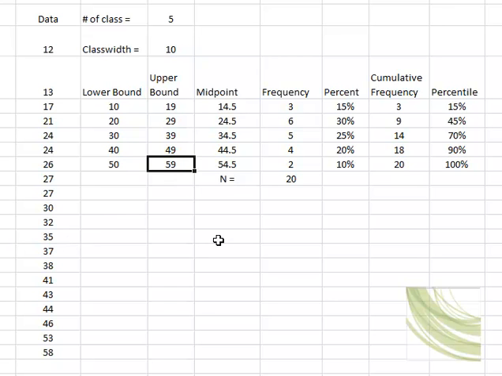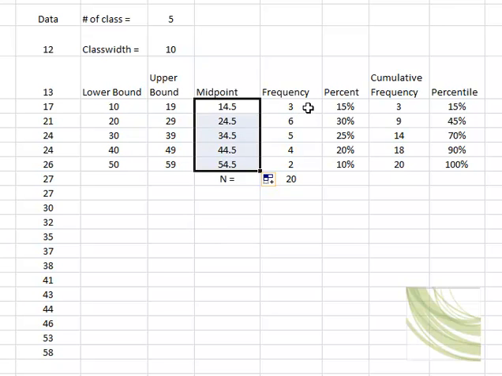The next, we compute the midpoint. So the midpoint is upper bound plus lower bound divided by 2. So we use equals lower bound plus upper bound, then divide by 2. Now we can copy all the formula. So we finished the midpoint.